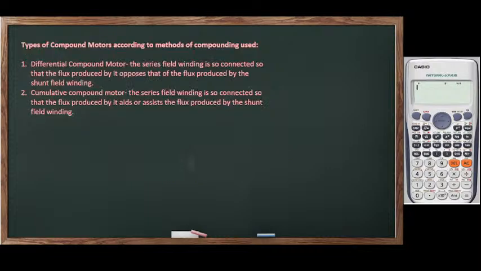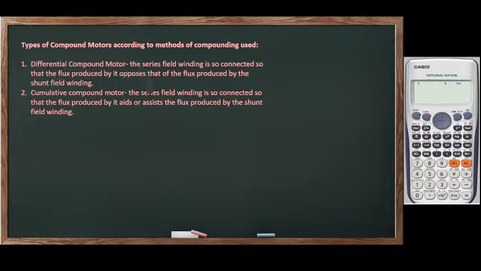So next we have the types of compound motors according to the method of compounding used. First we have the differential motor. The series field winding is connected so that the flux produced by it opposes that of the flux produced by the shunt field winding.